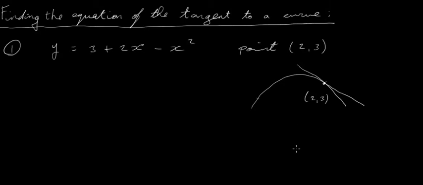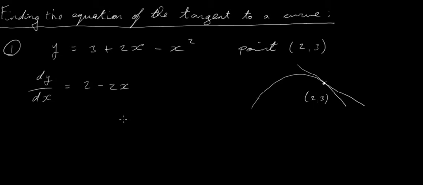Now let's start anyway. So what we're going to do is, first of all, we're going to differentiate this function here. So we're going to take dy dx, and the reason we're going to do that is because in order to find the equation of this straight line here, we're going to need the slope of this straight line. So in order to find the slope, we need to differentiate this function here, which will give us 0 for 3, it'll give us 2 for the 2x, and minus 2x for the x minus x squared here. So this here will give us the slope of the tangent at any point x.